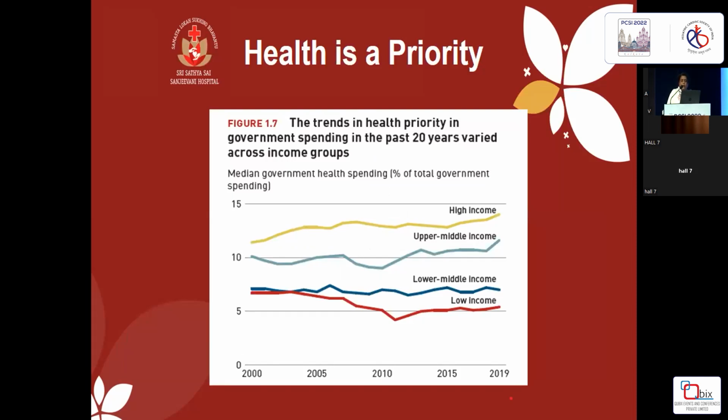One thing is, in high income countries, health is a priority. So they actually give a lot of their GDP to health. And if you compare that with low income countries, it consistently falls below 5% of their GDP, and some countries as low as 1 or 2.